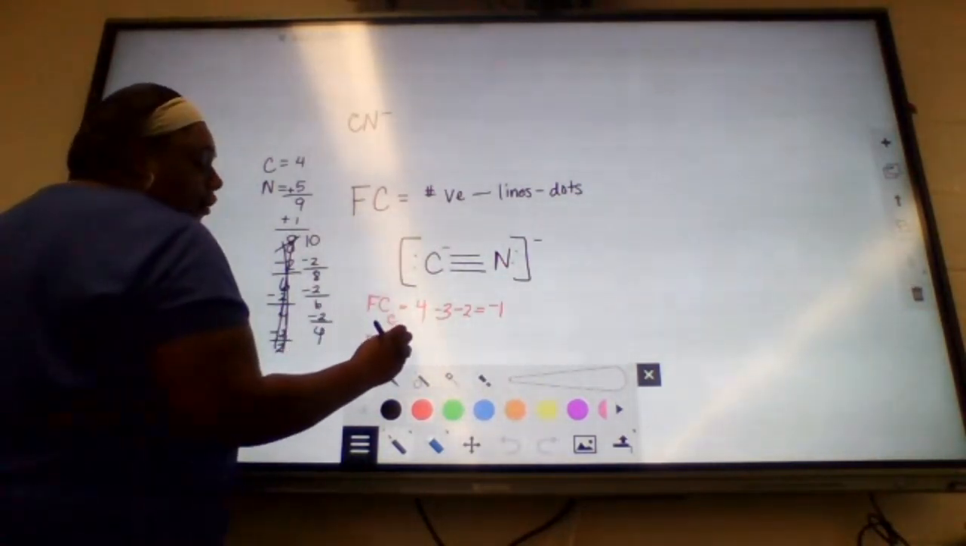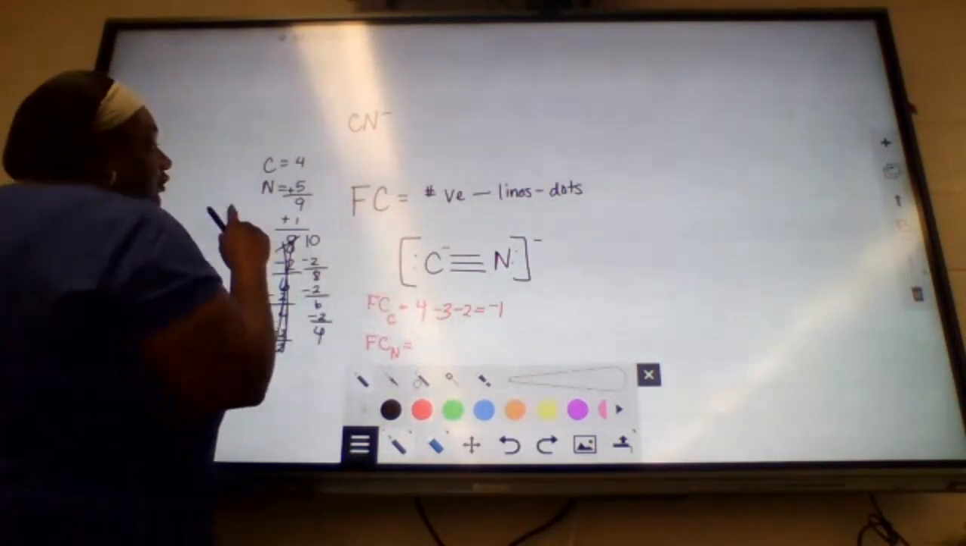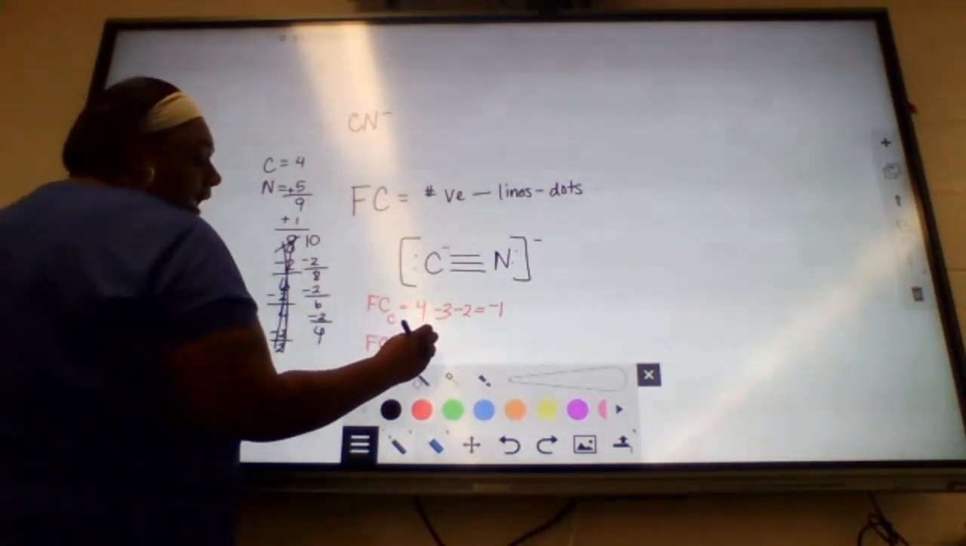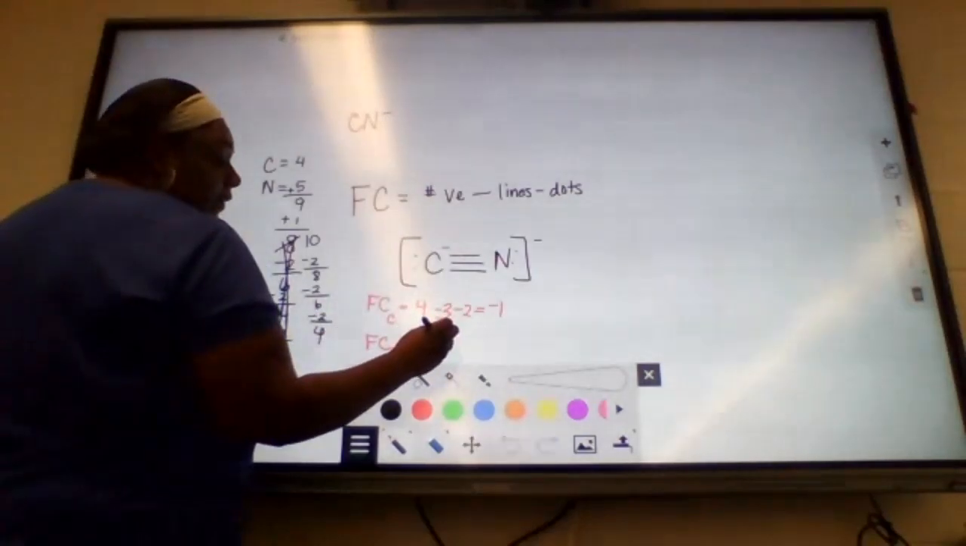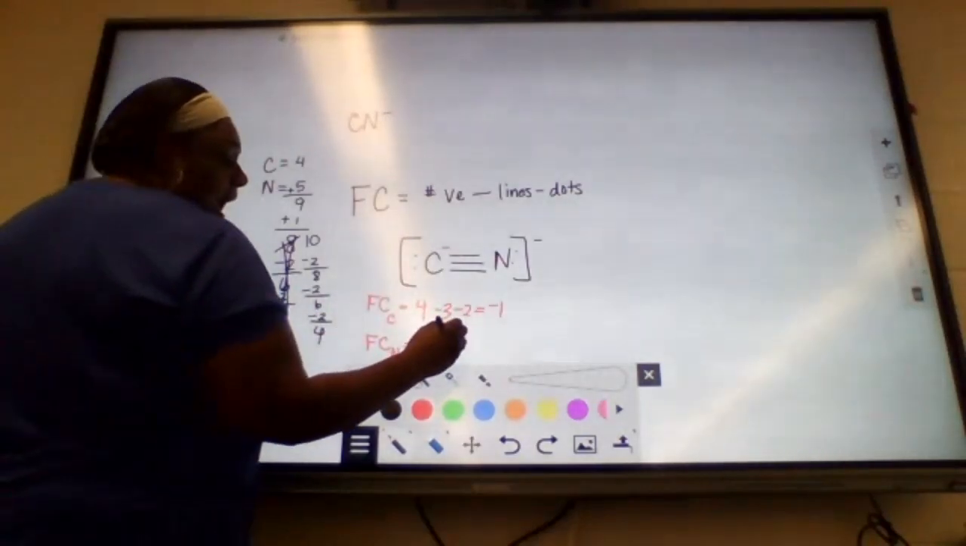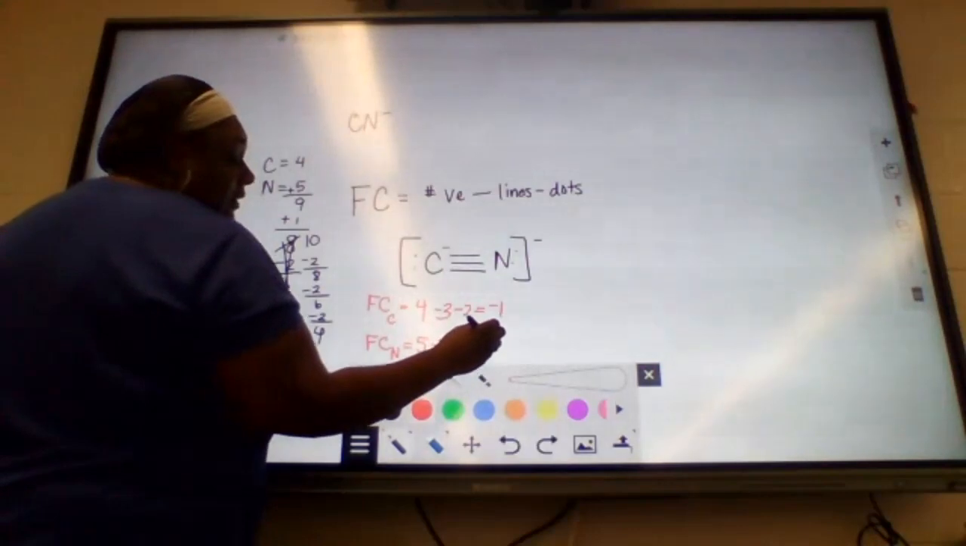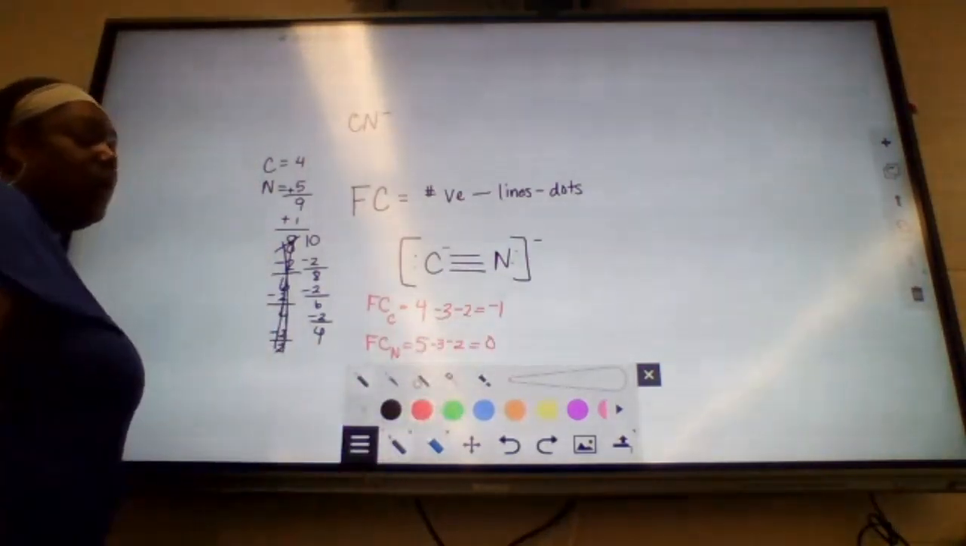When I calculate the formal charge for my nitrogen, nitrogen on the periodic table has 5 valence electrons. Notice I have 3 lines. I have 2 dots, which gives me a value of 0.